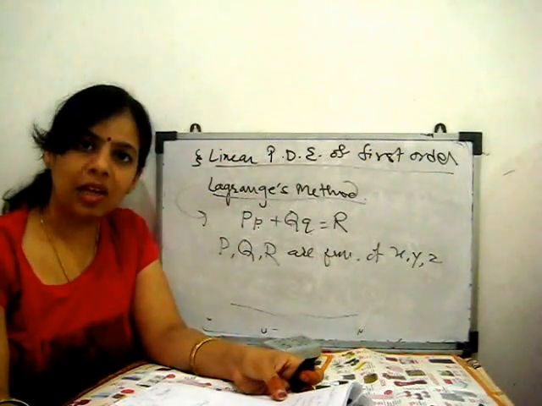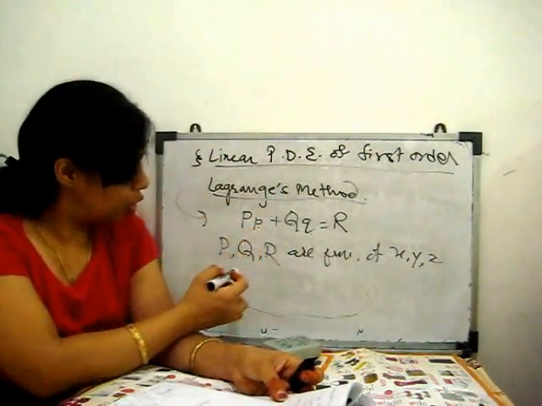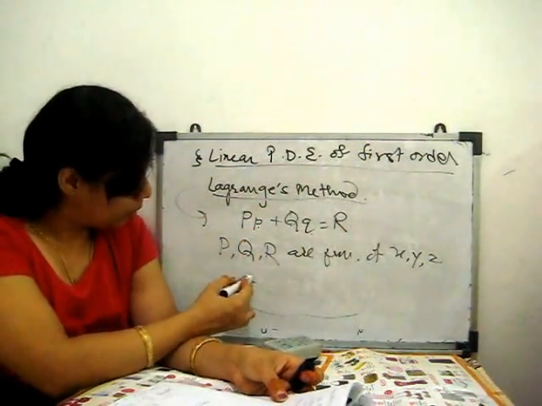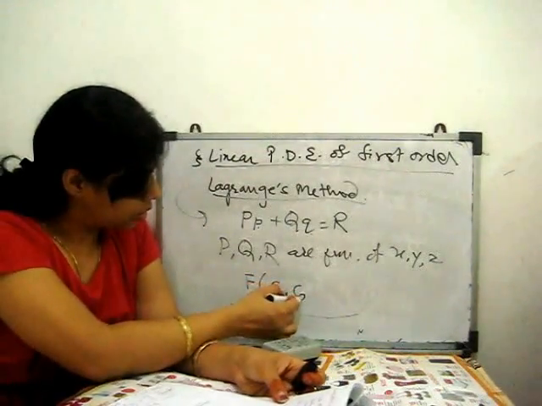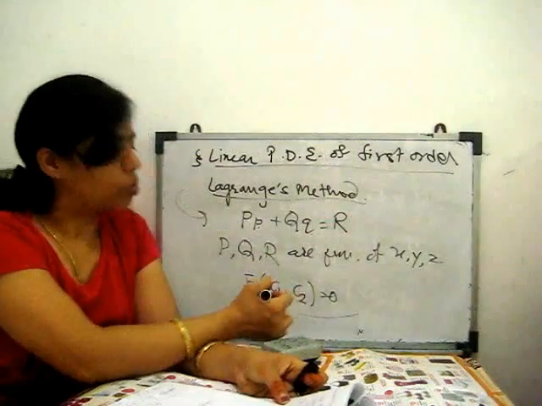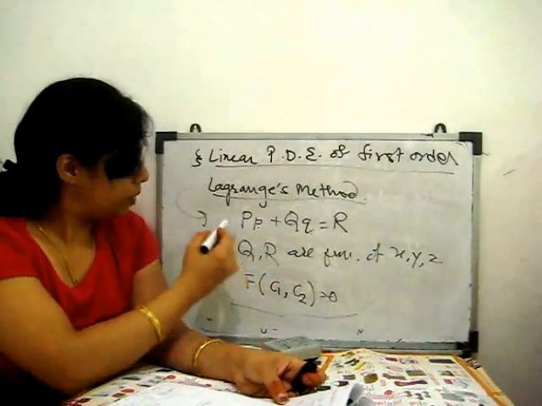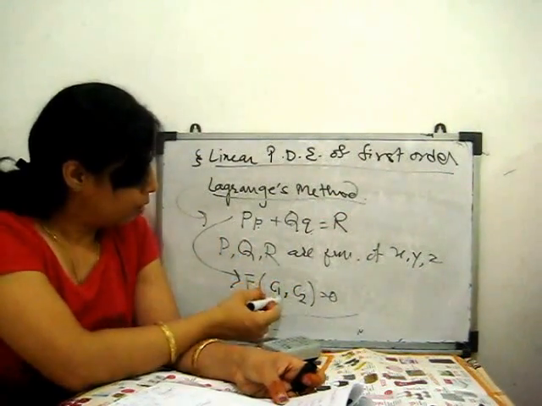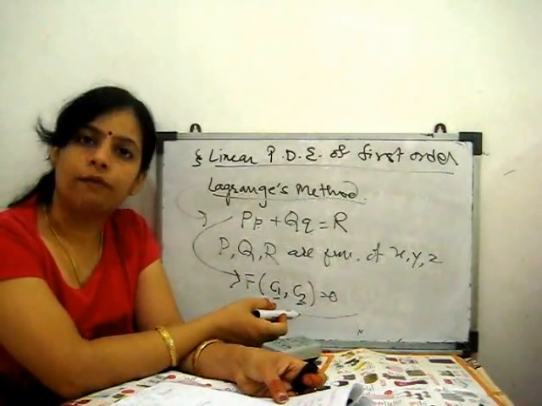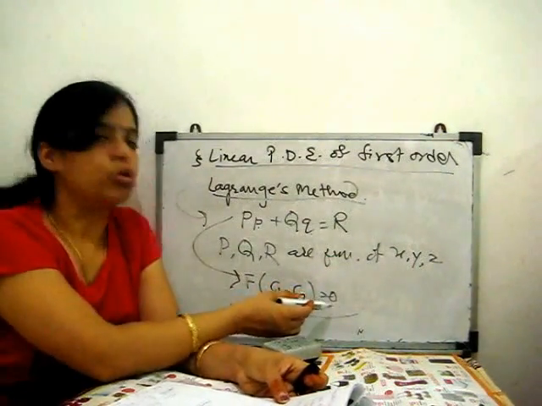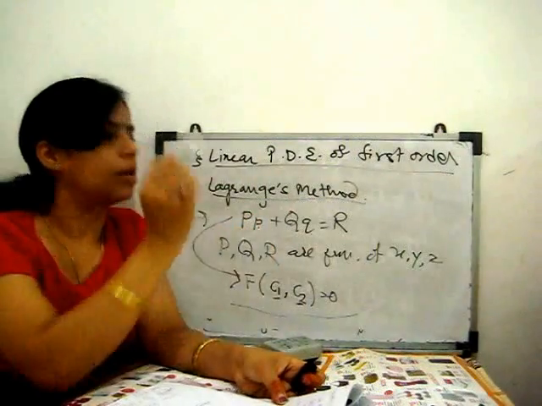Now with this method, how we solve? Its complete solution is given by same f of constant, we can say C1, C2 equal to 0. So its complete solution of this equation given. We have to find out the value of 2 constant and form into a function, give equal to 0, is the complete solution of given equation.